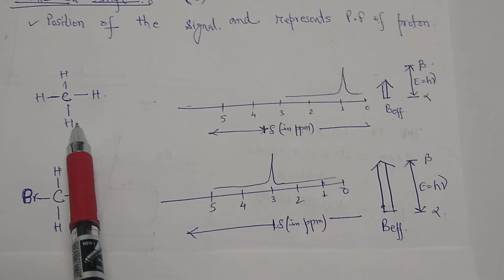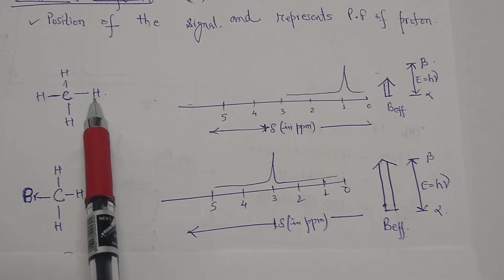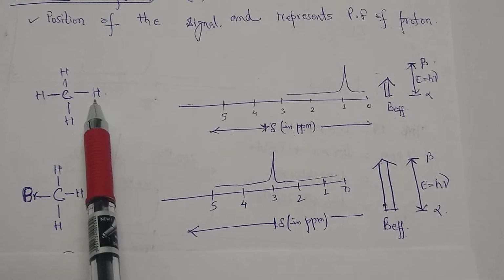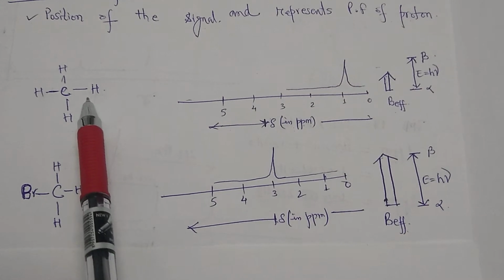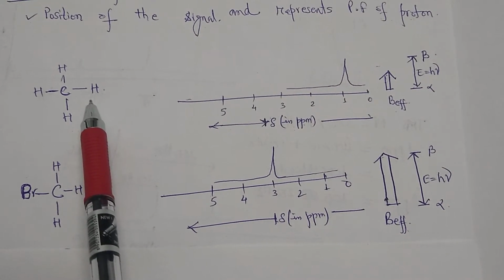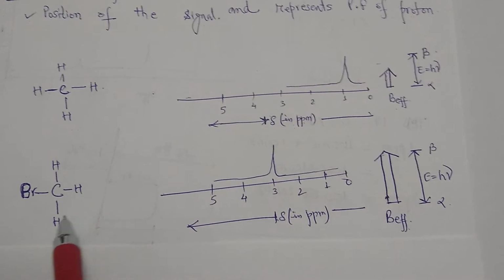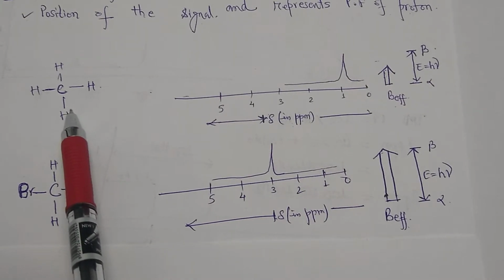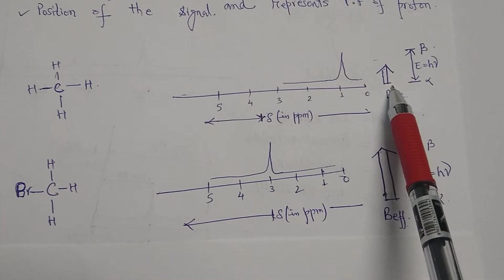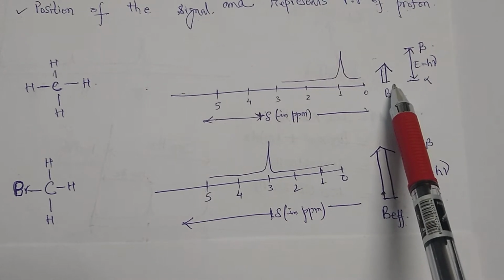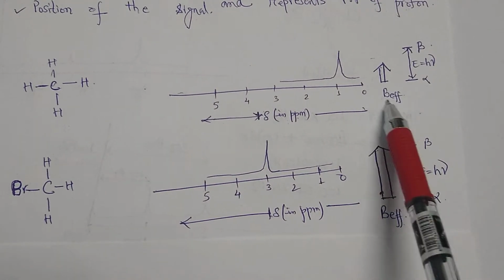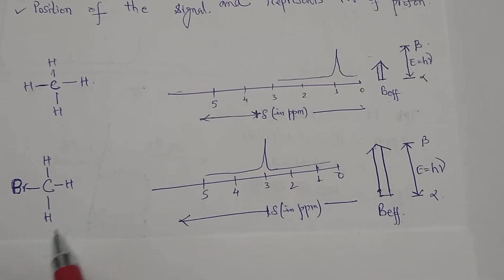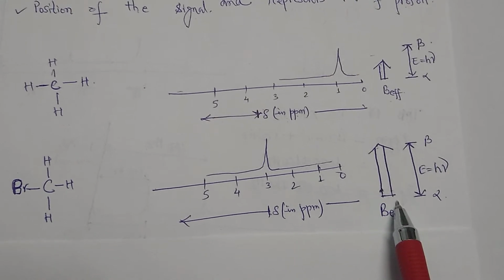Now for the effective magnetic field, the protons here will experience a lower effective magnetic field compared to the protons here, because the electron density surrounding this proton will be higher than that of these protons in this case. So the effective magnetic field we can represent like this for these protons, and the effective magnetic field for these protons we can represent like this.